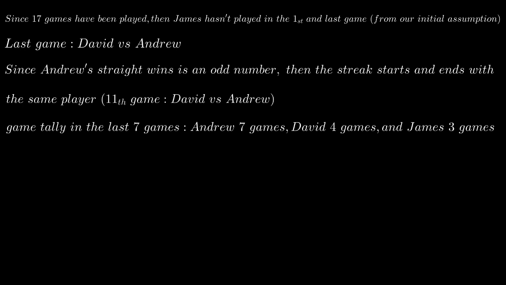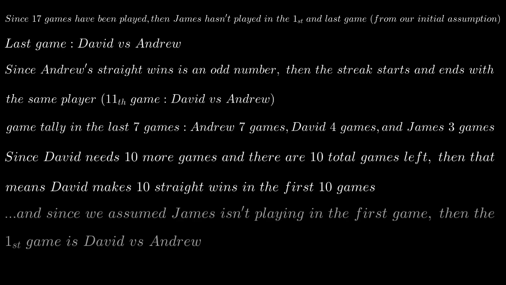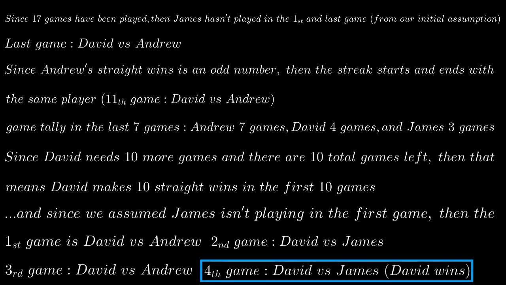James needs to play in 5 more games. Andrew needs to play in 5 more games as well, and David in 10 more games, which is the total amount of games left. So that means David makes 10 straight wins in the first 10 games. And since we assumed outright that James doesn't play in the first game, that means the first game is David versus Andrew. The second game is then David versus James. The third game is David versus Andrew. And the fourth is David versus James, in which David wins this game, since he's made 10 straight wins in the first 10 games. So indeed, Andrew plays 5 games in these first 10 games, and so does James.